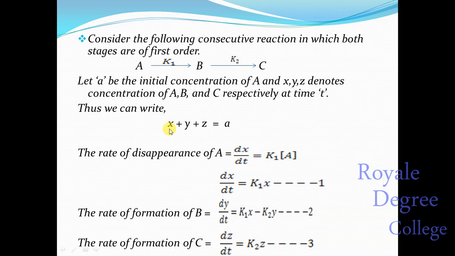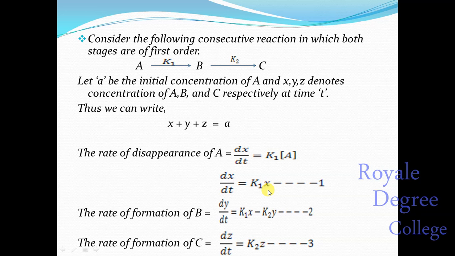Thus we can write x plus y plus z is equal to a. The rate of disappearance of A, dx by dt, is equal to what? K1 times the molar concentration of A. Then what is the concentration of A? That is x after time t, isn't it? So dx by dt is equal to k1x.